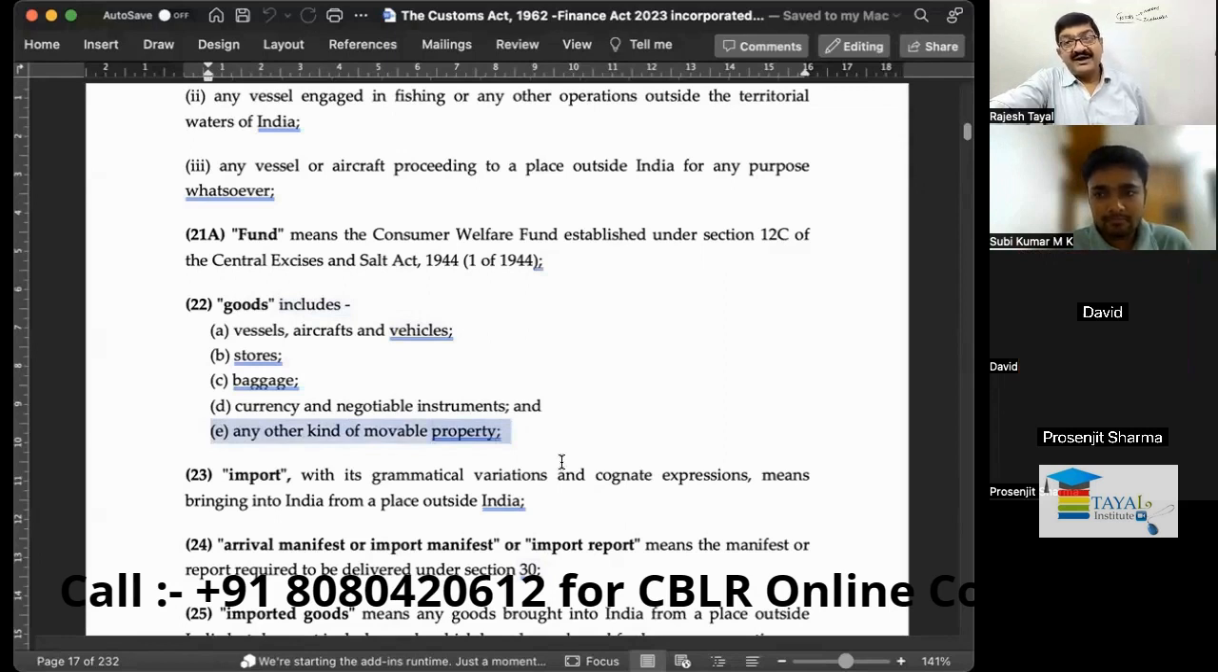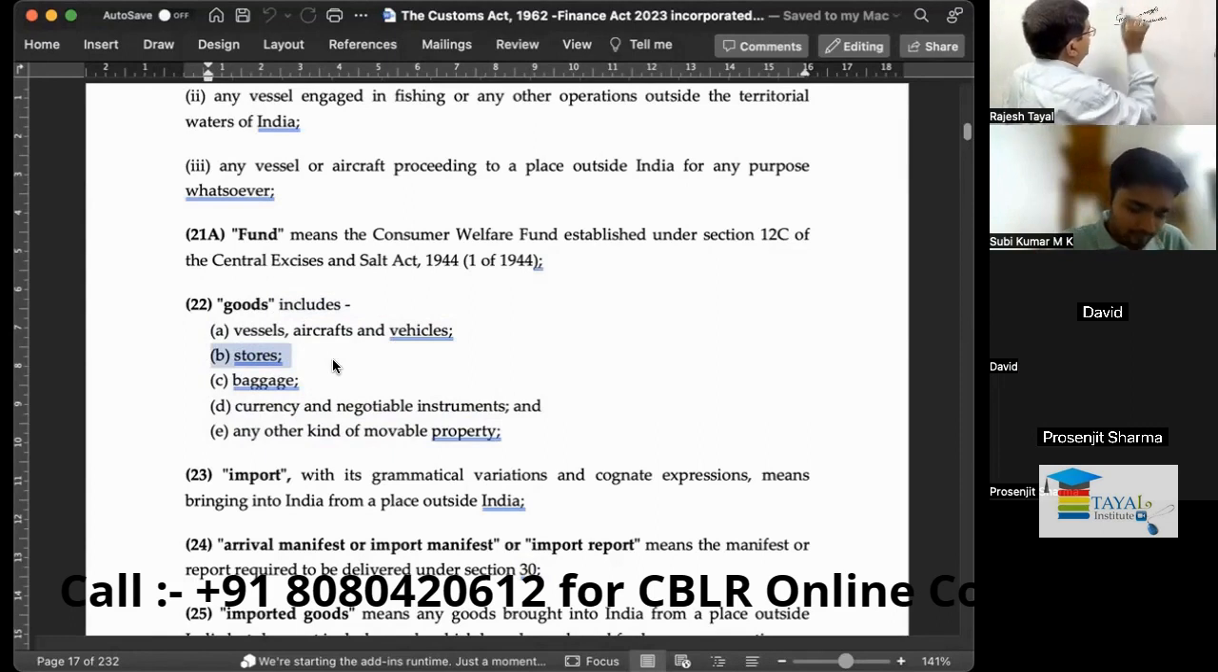This is any other kind of movable property. The first four are specific, and the last one is open. That's why this is inclusive. As far as vessel and aircraft are concerned, we have already spoken about that. Right? Now we come to the term stores. Put the heading stores.